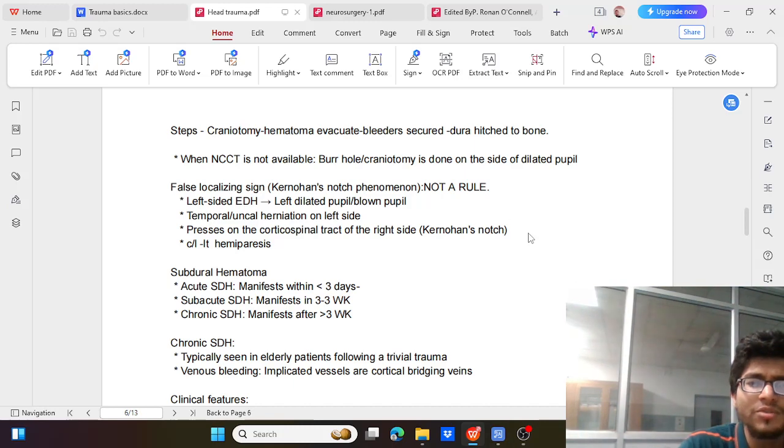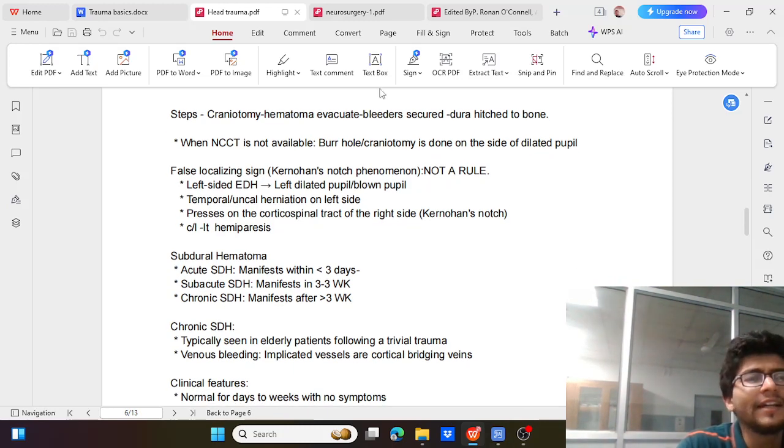In case you are not able to see a craniotomy in your undergraduate days, it's okay, not a big deal, but you can always see it on the internet. When NCCT is not available, if you don't have the choice of NCCT, we do the burr hole or craniotomy on the side of the dilated pupil. So you have to note that we do the burr hole or craniotomy if we are suspecting EDH on the side of the dilated pupil in an emergency.